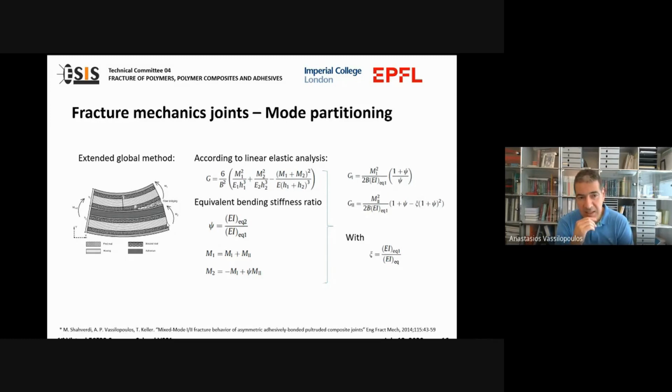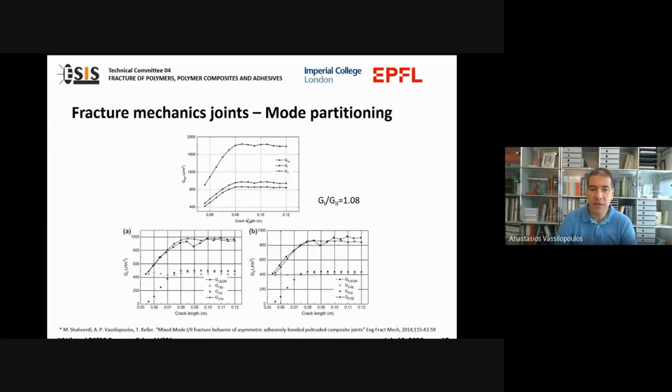But as we said here, when we have protruded material, for example, we don't have only differences in thickness, but each one of the arms of the joint also has different stiffness. So we developed this method by using the ratio of the stiffness of the two arms. With some simple equations, you can find all the details in this reference. By using this, we can decompose the total energy based on mixed mode testing in mode 1 and mode 2.